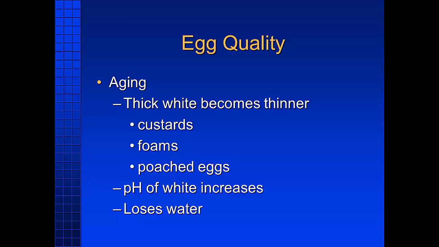In the freshly laid egg, the carbon dioxide is pretty much in the white, dissolved in the form of carbonic acid. As the egg sits over days and weeks, the carbonic acid releases carbon dioxide as a gas, and the gas can, of course, escape through the eggshell. As the carbonic acid releases carbon dioxide, the pH of the egg white increases. Another change that occurs in egg quality over aging is that the egg loses water.